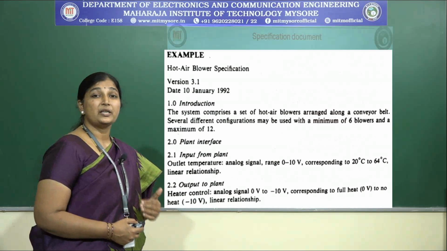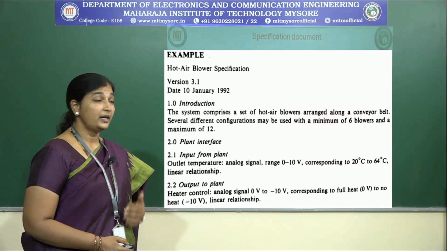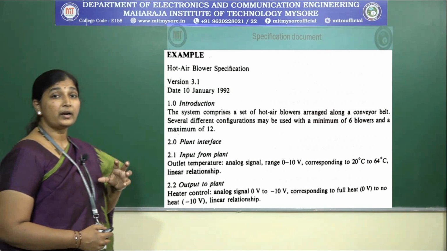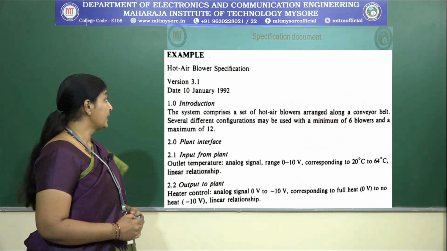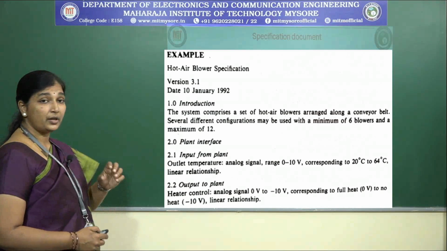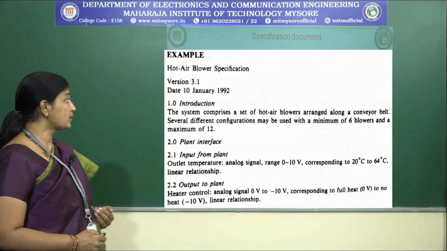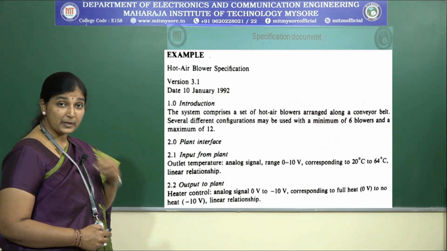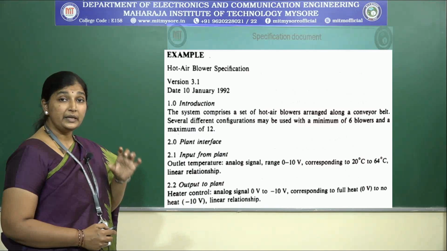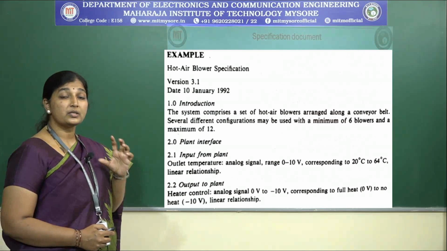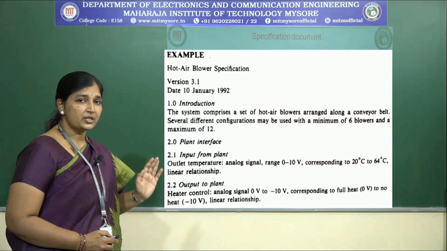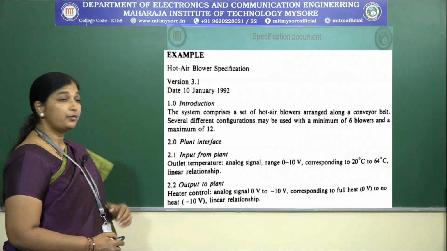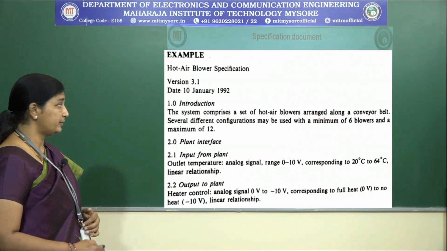In the specification list, what are the things that could be there? First, as you can see here, the hot air blower specification. First you have to think about what kind of version you want the hot air blower to be. In that you can have an introduction: the system comprises a set of hot air blowers arranged along a conveyor belt. You have to be specific, because a specification has to be a detailed analysis of how you want the system to be designed. It is just a planning process. So with a specification, these are the listings. First is the introduction of what the hot air blower is. You have to formulate that.